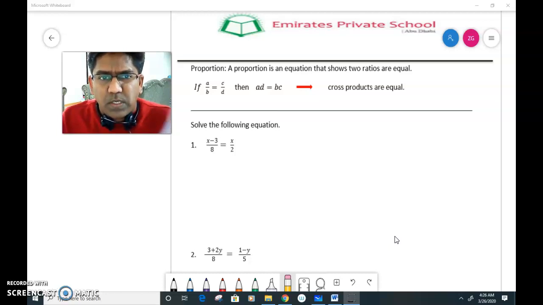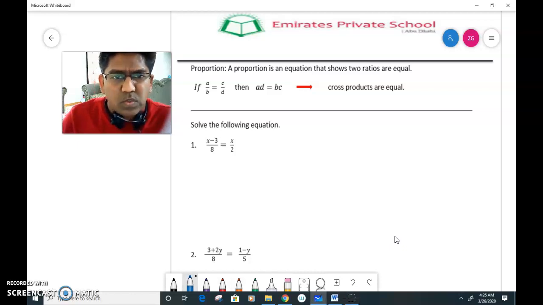A proportion is an equation which has two equal ratios. Now if you look here, A upon B is one ratio and C upon D is the second ratio. Now if these two ratios are equal, altogether they form a proportion. So this statement A upon B equal to C upon D is known as a proportion.